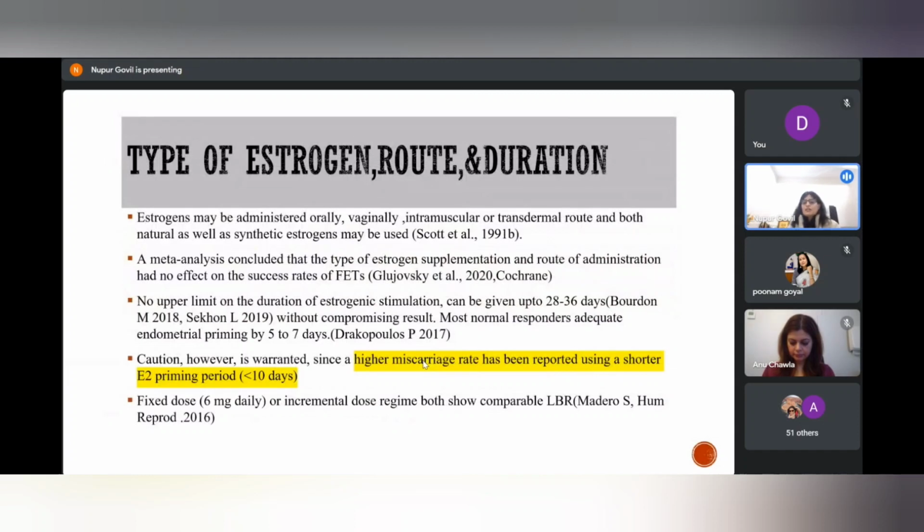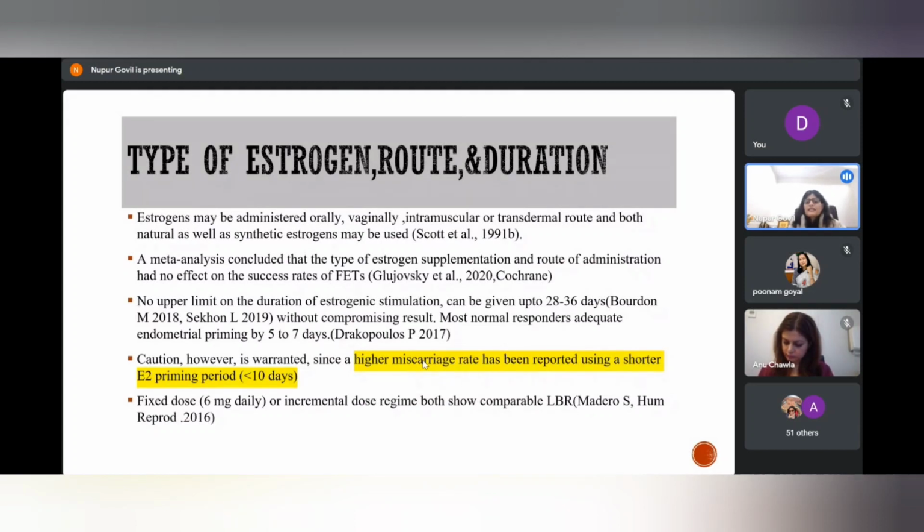According to the evidence, estrogen may be administered by the oral, vaginal, intramuscular or transdermal route, and both natural as well as synthetic estrogens can be used. The evidence says that the type of estrogen and the route of administration usually have no effect on the success rate of FET, and there is no upper limit for the duration of estrogen stimulation. Studies have shown that it can be extended up to 28 to 36 days, but most normal responders usually have adequate priming by 5 to 7 days.